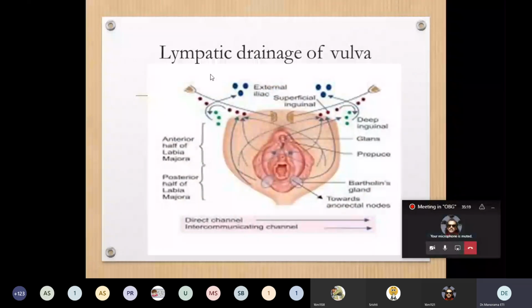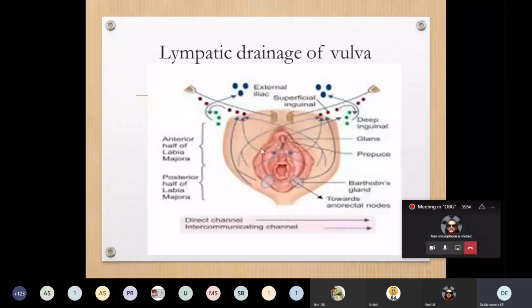Now coming to the lymphatic drainage of vulva. Most of the lymph from the vulva is drained to the superficial group of inguinal lymph nodes. From the superficial lymph nodes, it is drained to the deep inguinal lymph nodes. Then from the deep inguinal lymph nodes, it goes to the femoral nodes, and then it goes to the pelvic nodes. In the pelvic nodes, you have the external iliac nodes and then the obturator nodes. Then from there it drains to the para-aortic nodes.